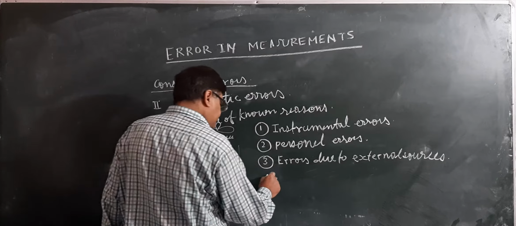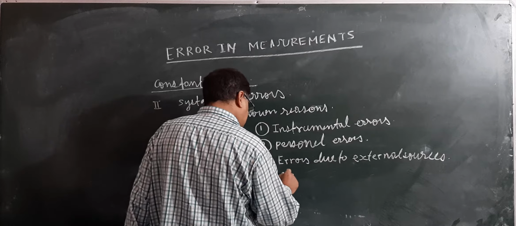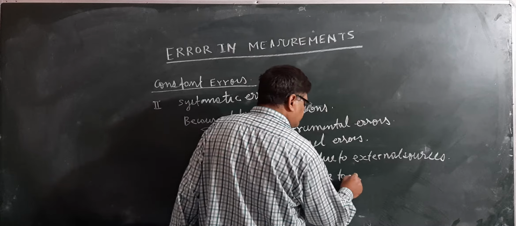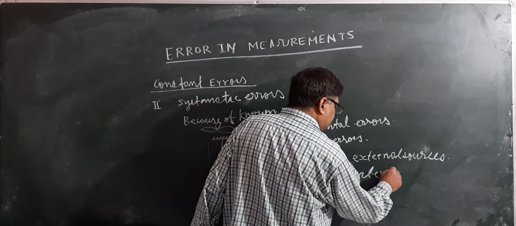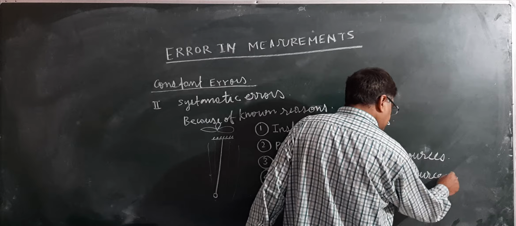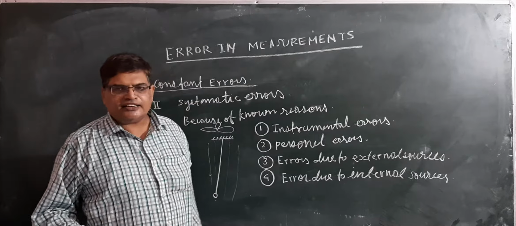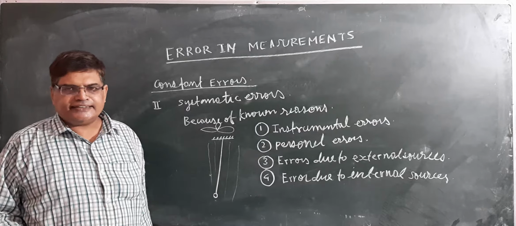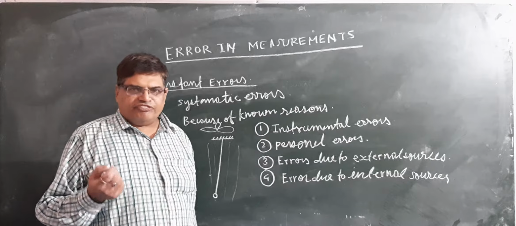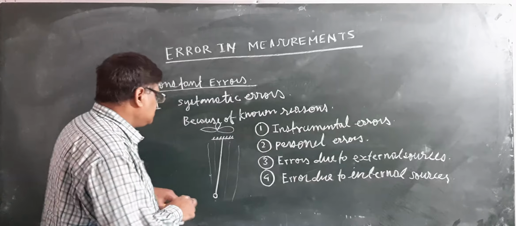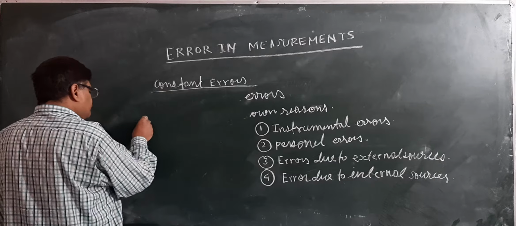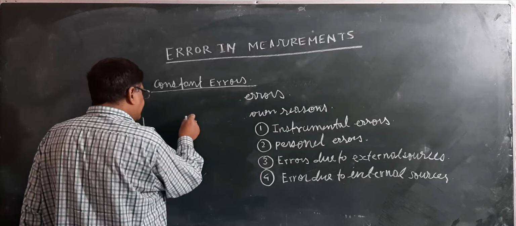Now next is error due to internal sources. While conducting the experiment, there may be a mistake in the method by which we are conducting the experiment, or the way we are conducting the experiment. Take for example a calorimeter. It is a calorimeter in which we study heat exchange.